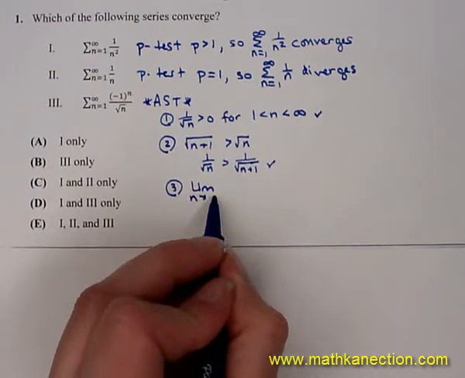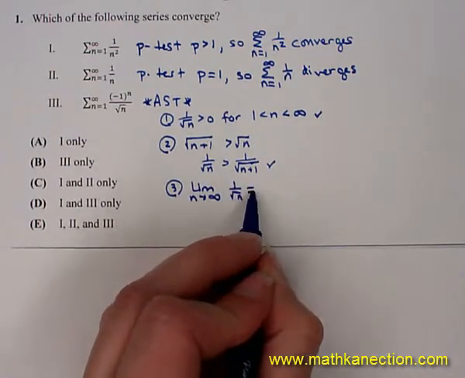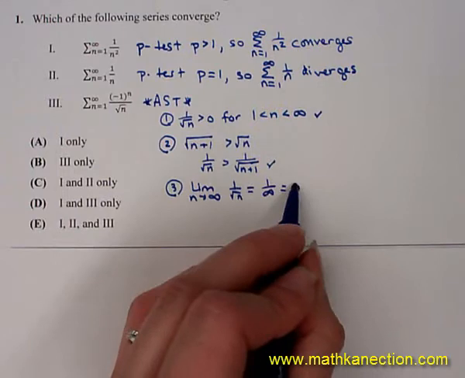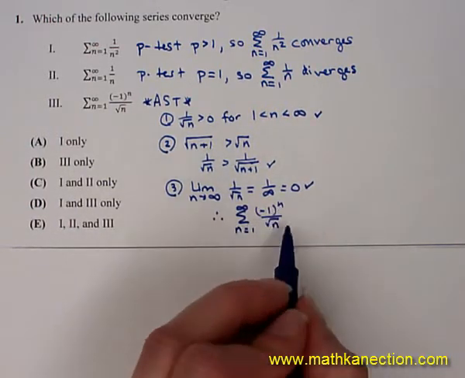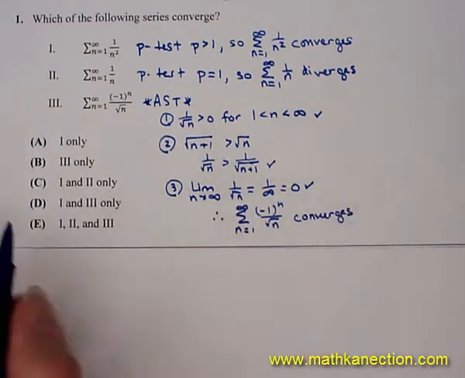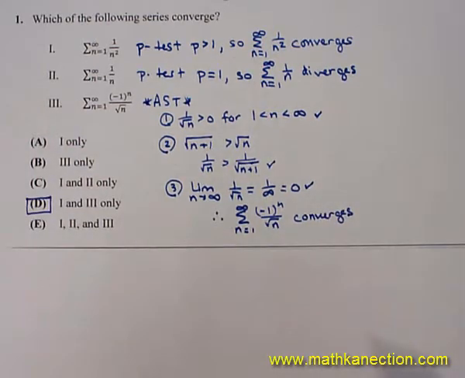U sub n is greater than u sub n plus 1. And the limit as n approaches infinity of the u sub n term, which is 1 over the square root of n, is equal to 0, so that also checks. And so then the series negative 1 to the n over the square root of n converges, so both 1 and 3 are true.